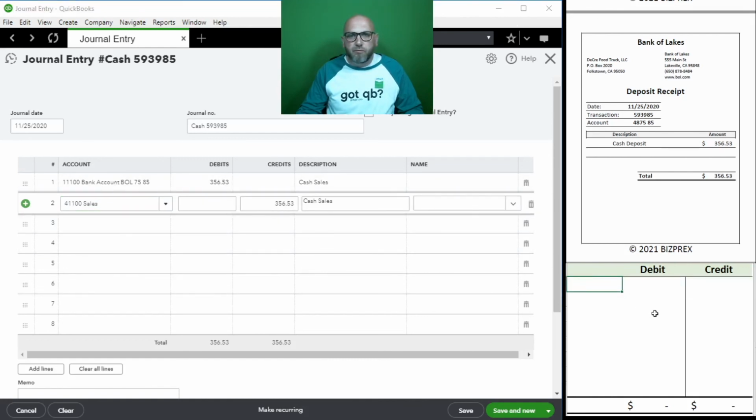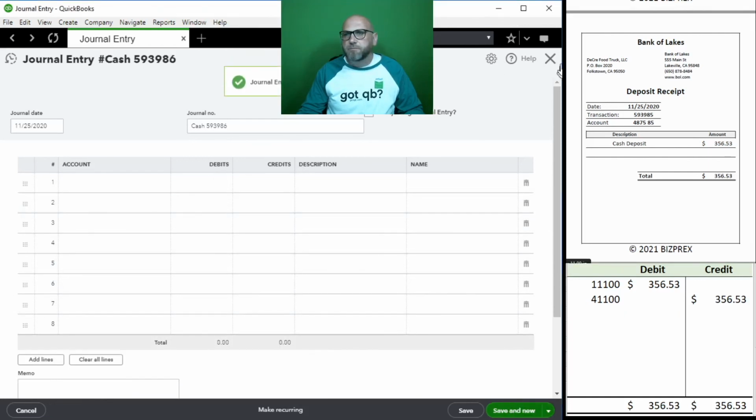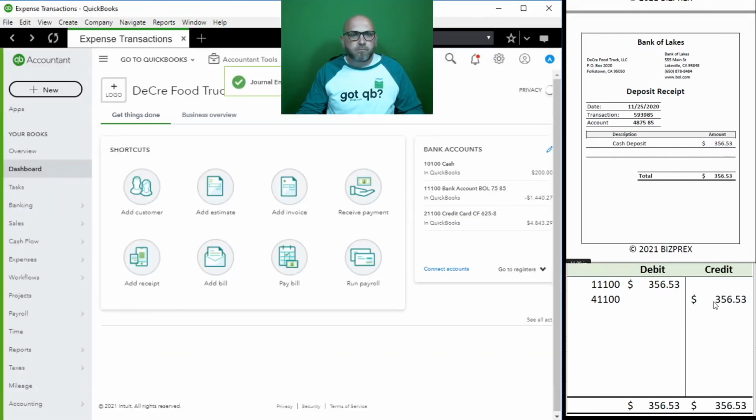So here it is. Let's make sure it's reflected here. All right, assets go up when debited, and sales / revenue go up when credited. Here it is, debits and credits are in balance. Again, on this interface, it's very easy to see. They're broken down for you right here. So save and new. Good.